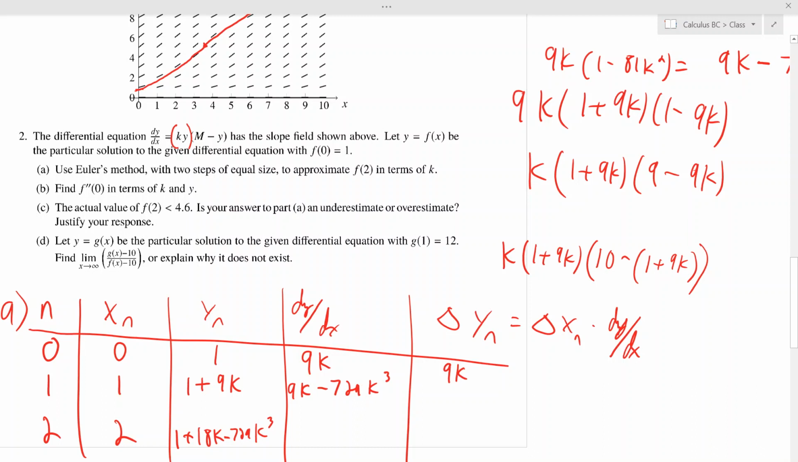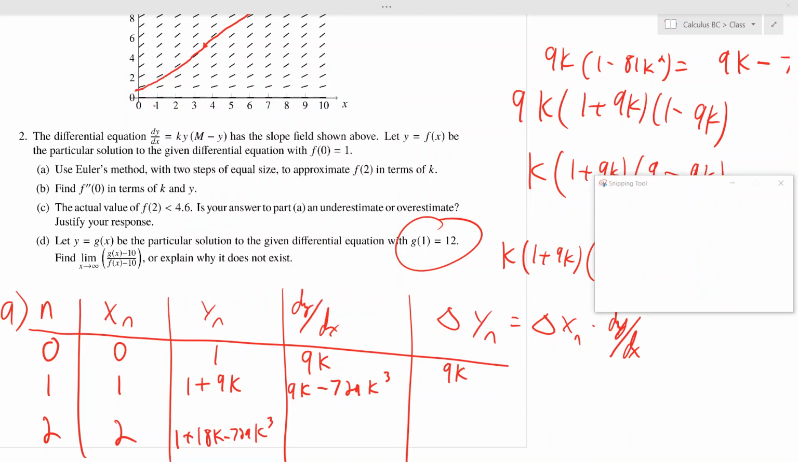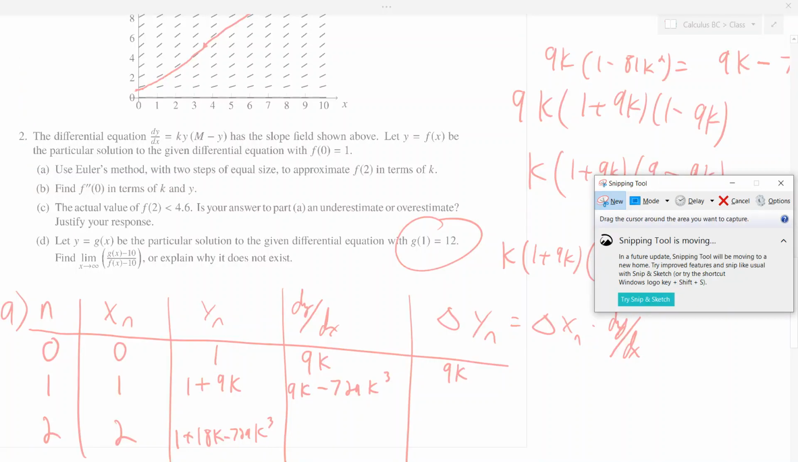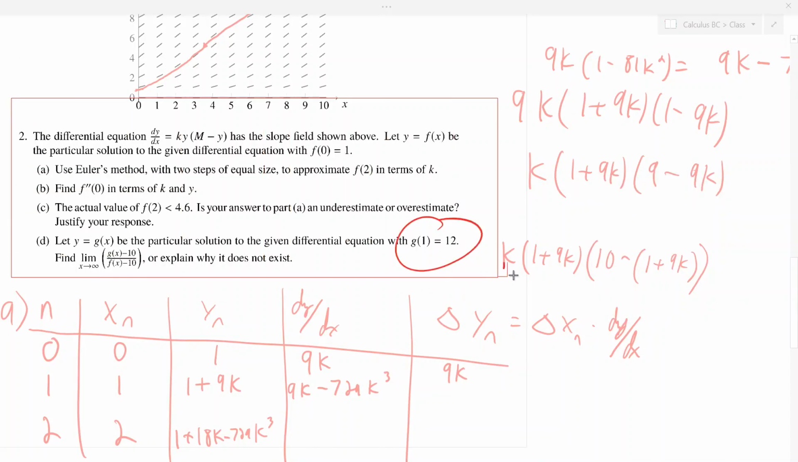All right, and then last part, they say y equals g of x is a particular solution to the differential equation. All that means is the derivative of g is this. You know that g of 1 is 12. And they want to know as we go to infinity, we have to find this. So let me snag this whole question again down here. That's not what I want to do. There we go. That's what I want to do. Boom.